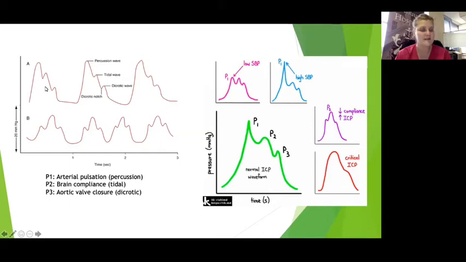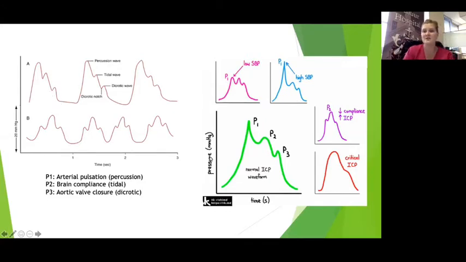There are also 3 peaks in the ICP waveform, and they are traditionally referred to as P1, P2, and P3, where P1 is the percussion wave, and it signifies the arterial pulsation. The second wave that you see is the tidal wave, and that tells you a little bit about the brain compliance. It's a little bit different to lung compliance, so it's not the same thing. This is just the brain compliance and how much the brain can still withstand swelling before it loses its compliance and has run out of space in the skull. And then the P3 wave, which is called the dicrotic wave, which just signifies the aortic valve closure.